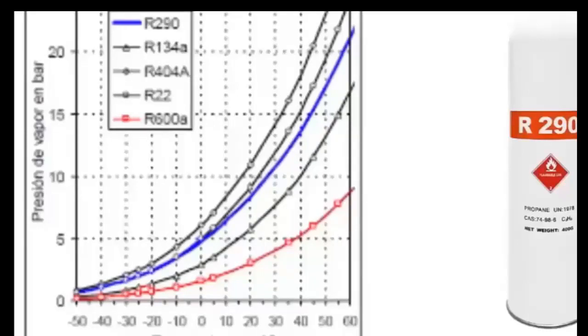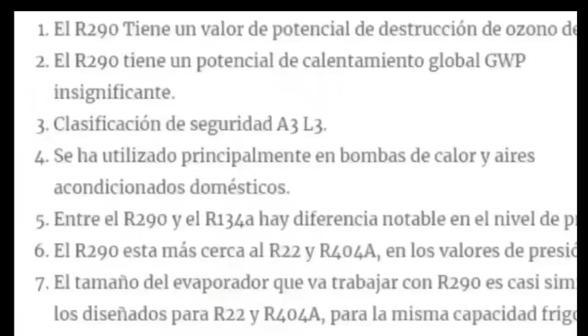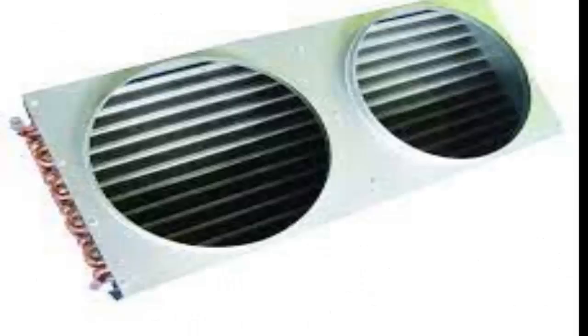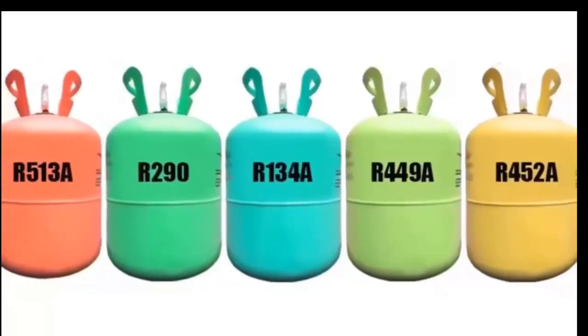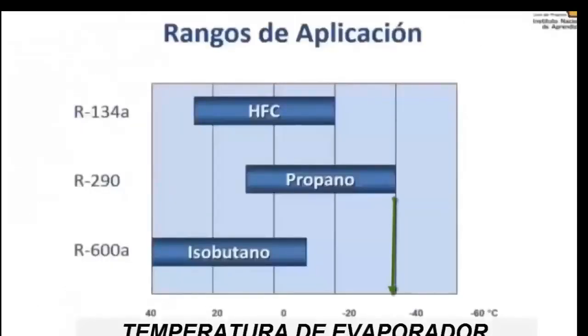7. The size of the evaporator that will work with R290 is almost similar to those designed for R22 and R404A for the same cooling capacity. 8. The discharge temperature of R290 is much lower than that of R22. 9. The fact of low discharge temperature gives R290 the opportunity to work at higher pressure ratios. 10. R290 can work at lower evaporation temperatures or higher suction gas temperatures.